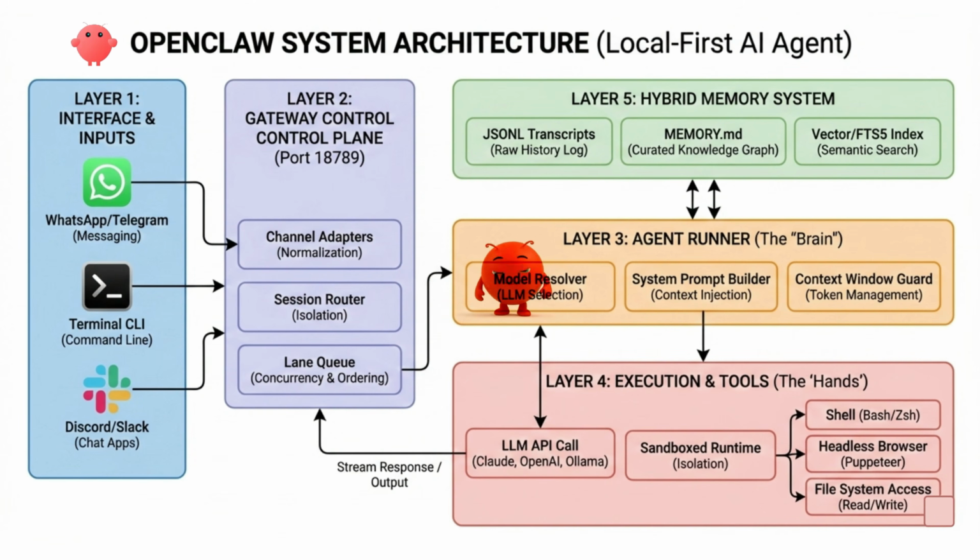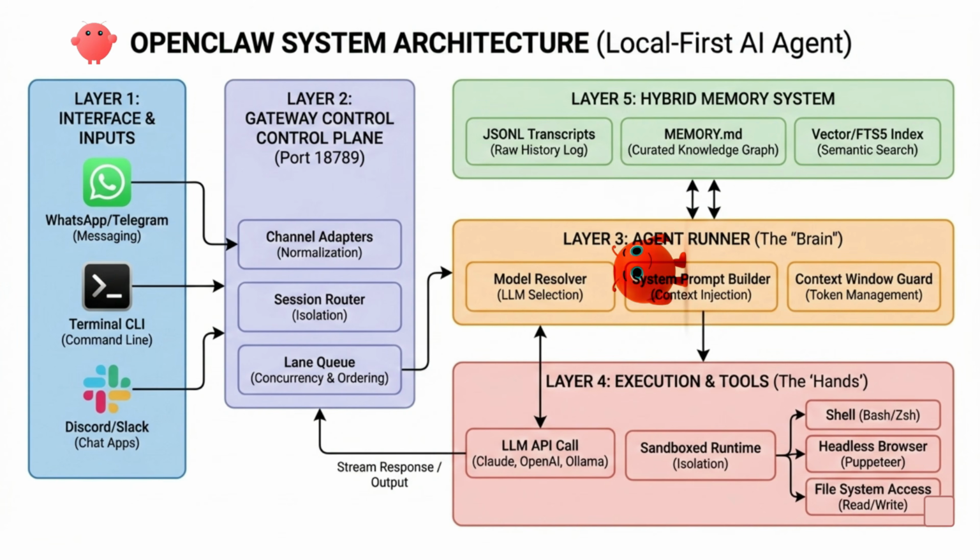The agent runner acts as the brain and decides how a task should be handled. The model resolver selects the appropriate AI model, such as Llama, OpenAI, or Anthropic. The context window guard manages the limited model context by summarizing and trimming old data to avoid failure or excessive cost of the AI model. The system prompt builder constructs the precise instructions with roles, relevant context, and tool permissions. This layer plans and reasons but does not execute actions directly.